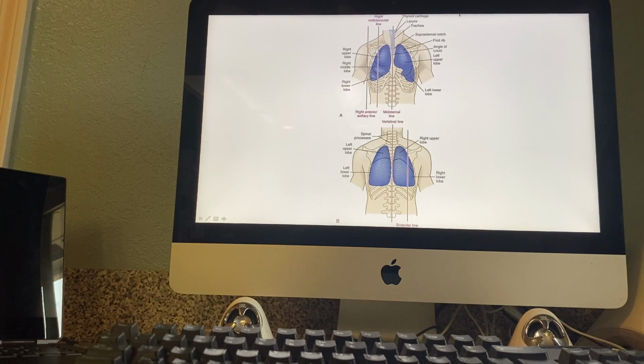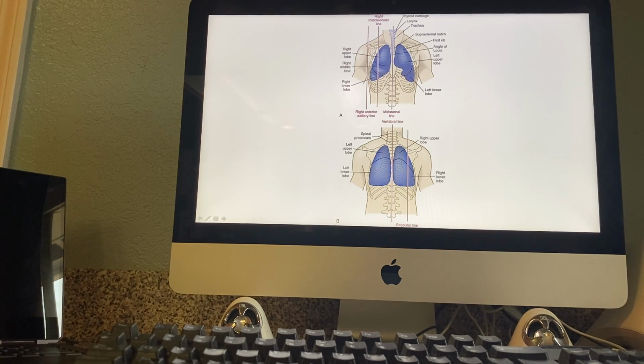This is kind of my favorite slide. It shows you anteriorly again, your right upper, right middle, and your right lower lobe, kind of where to auscultate them, where they're at in reference to your sternum, where they're at in reference to your clavicles, and where they're at in reference to your intercostal spaces. So here's 1, 2, 3, 4. So like we talked about, between 4 and 6 is your middle lobe, and then after 6 is your lower.